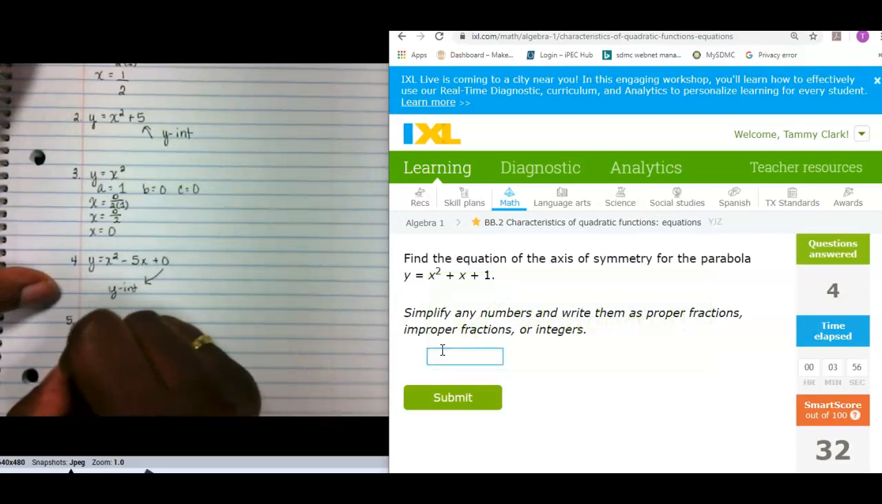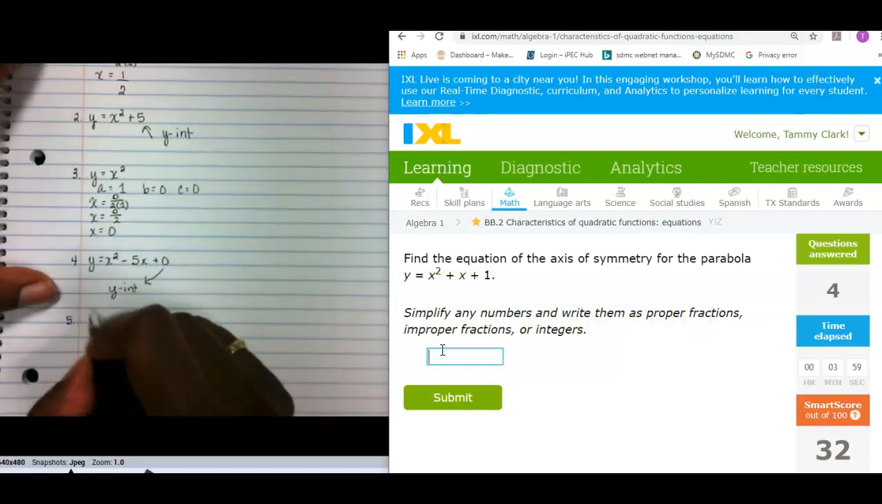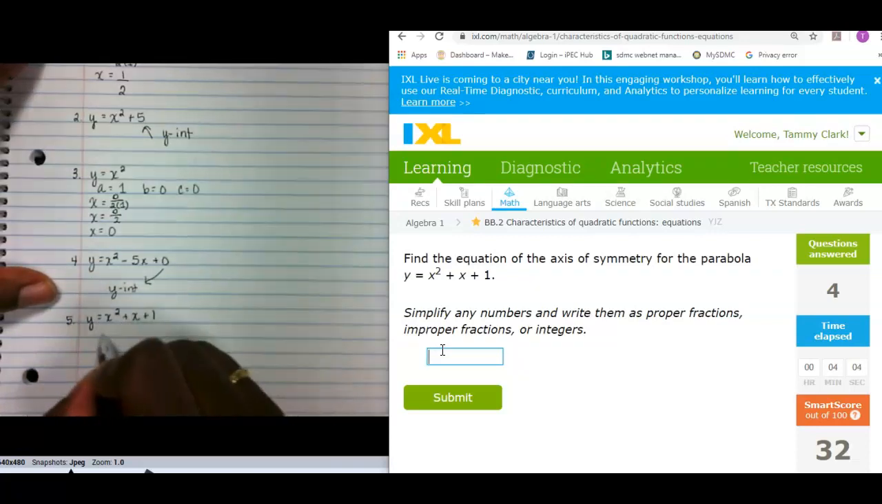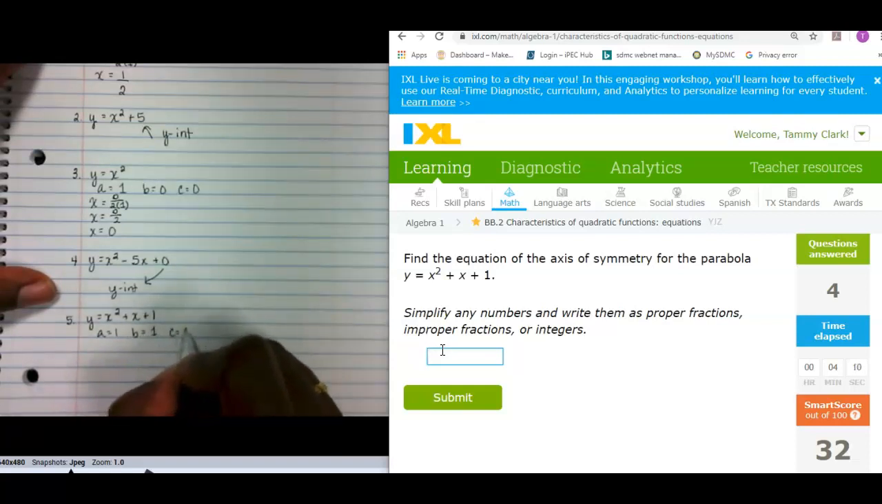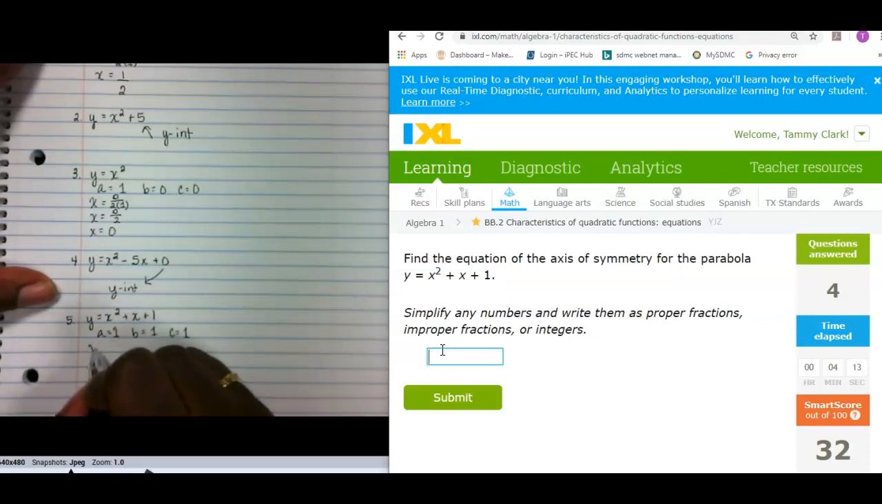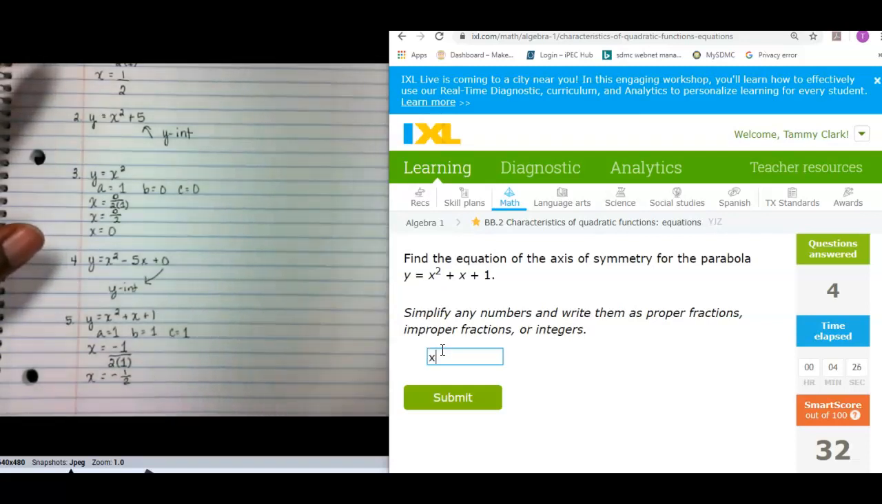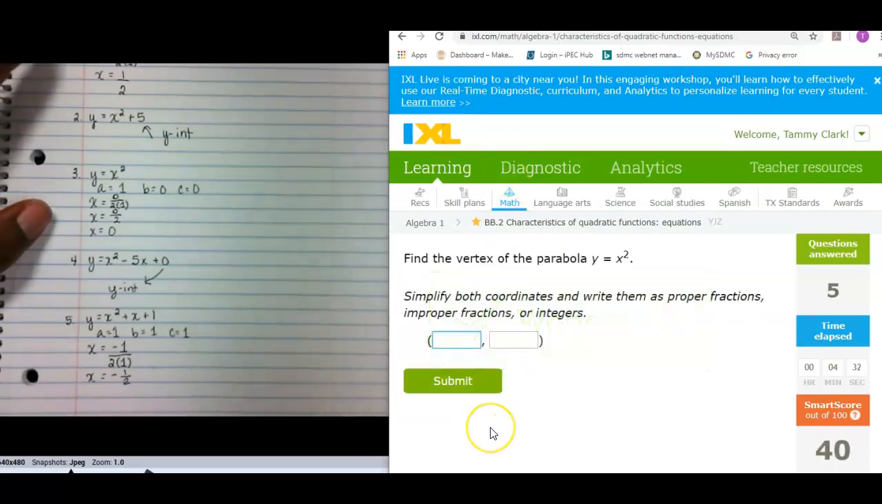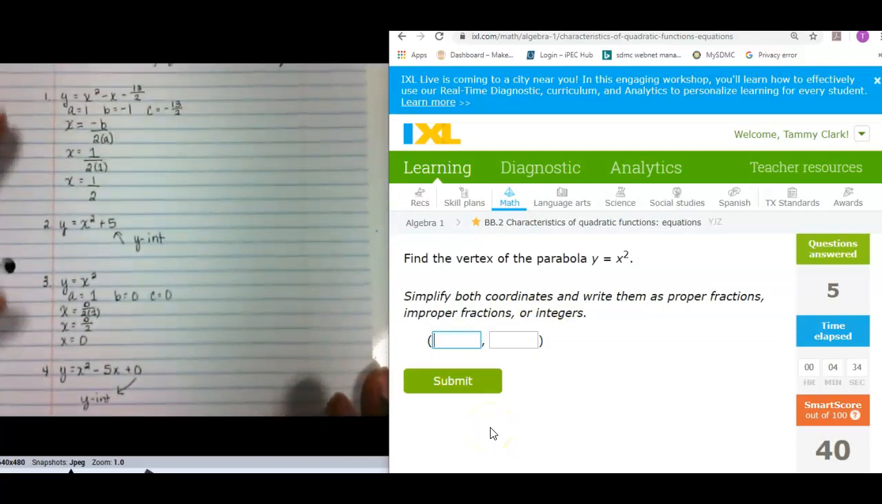Number 5. Find the equation of the axis of symmetry for the parabola y is equal to x squared plus x plus 1. So a is 1, b is 1, and c is 1. So we already know the formula. It's x is equal to the opposite of the b term, which would be -1, divided by 2 times the a term, which is 1. So it's x is equal to -1/2. We'll move on.